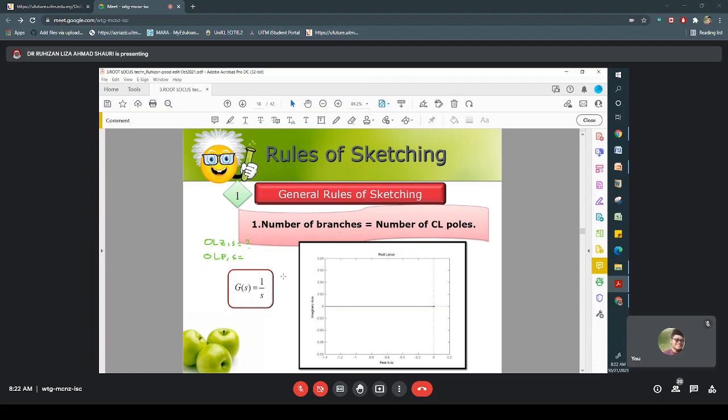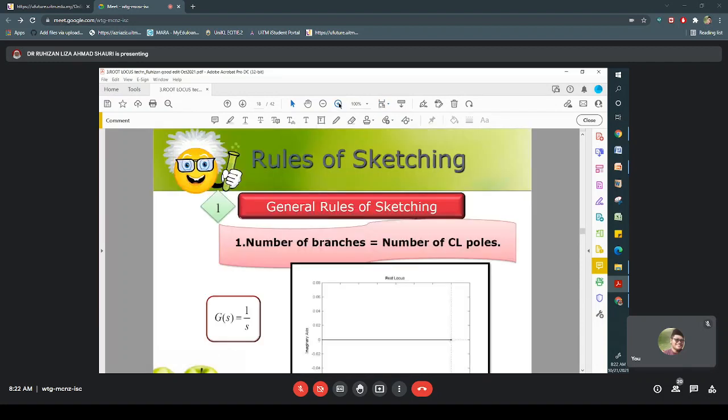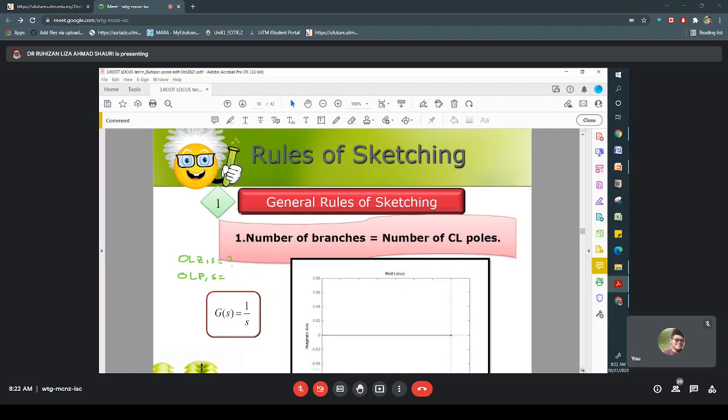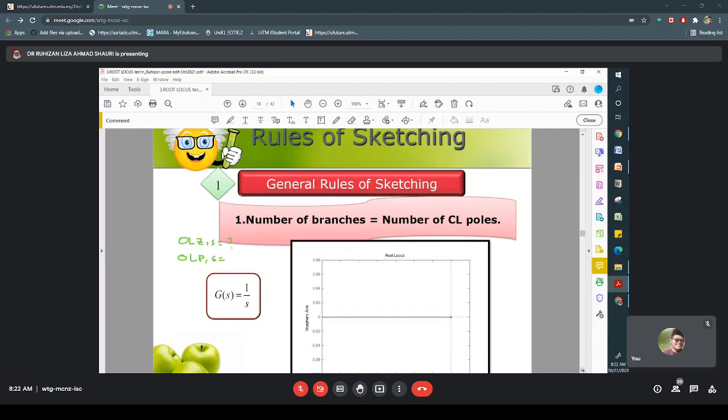So here, looking at this open loop transfer function, 1 over s. First things first, is this too small in your view? You want me to zoom? Is it better this way? Yeah. Okay, I'll adjust it later.